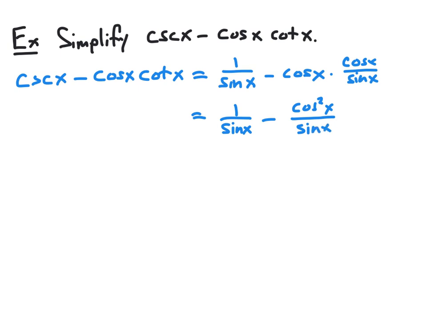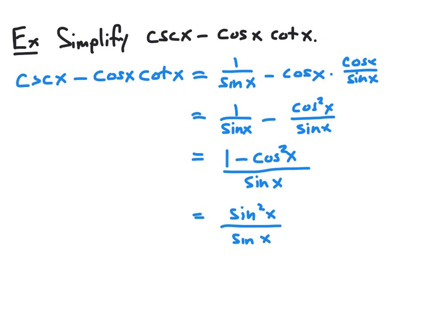We're now subtracting two fractional expressions with a common denominator, so this becomes 1 minus cosine squared of x all over sine of x. And 1 minus cosine squared of x is another way to write the sine squared of x. This is just the standard Pythagorean identity, which is cosine squared plus sine squared equals 1, solved for sine squared of x, so subtracting cosine squared from both sides of this equation.